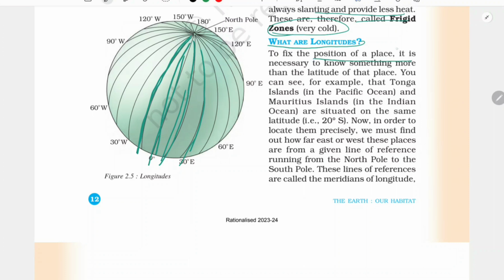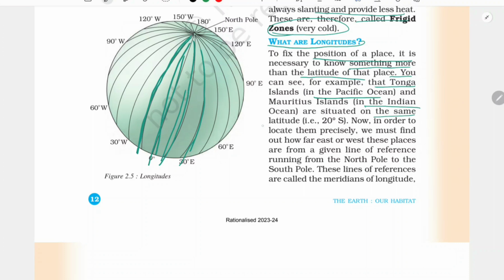To fix the position of a place, it is necessary to know something more. Latitude alone is not enough, because, as the example given here shows, if two places are situated in the same degree, front side and back side, it will be difficult. But if there is a longitudinal point, then it will be easier for us to locate that very point more precisely.